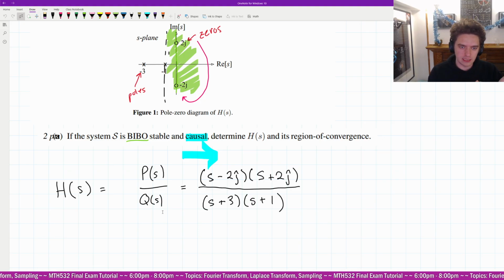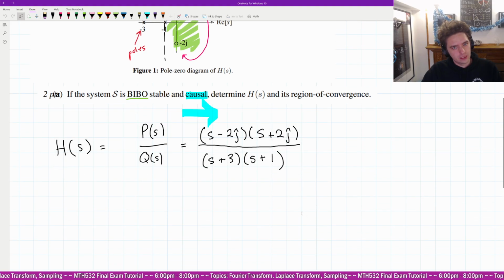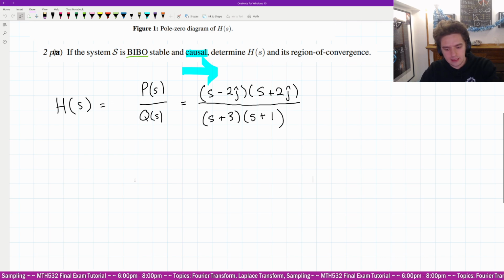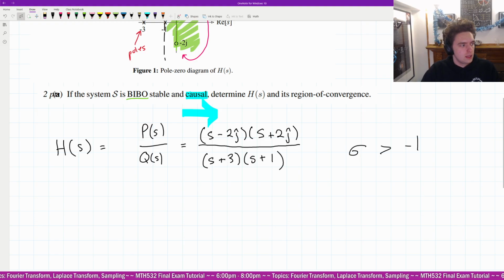We used all the facts. We used that it's BIBO stable, which means it has to be right-sided. Causal, which means it has to be right-sided. And well, sorry. BIBO stable doesn't mean it has to be right-sided. BIBO stable means it has to include the imaginary axis, and causal means it has to be right-sided. So there we go, and we got this function. So great, that's that information. And the region of convergence is sigma greater than -1. So there we go. That's part A.